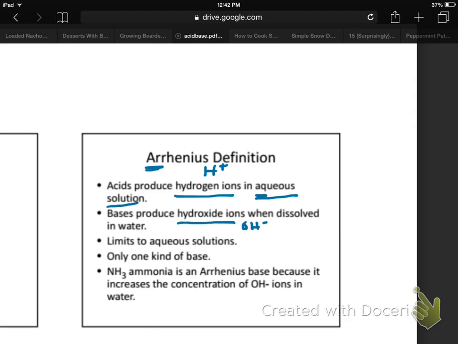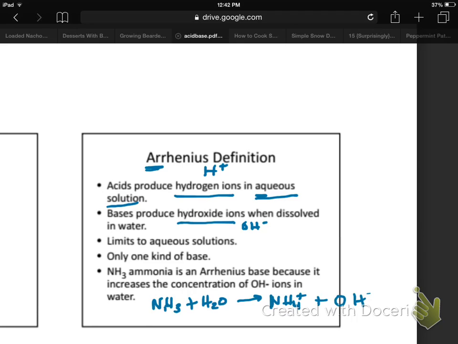Ammonia is classified as an Arrhenius base because it increases the concentration of hydroxide ions when you put it in water, which is what we just talked about in the definition. Because what does ammonia do? It steals hydrogens. If you put ammonia around water, it is going to take a hydrogen from water and become ammonium. That's what ammonia loves to do. And if you take a hydrogen away from water, you're left with hydroxide ions.